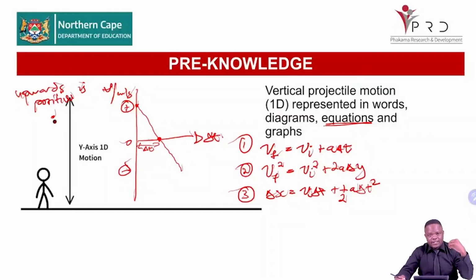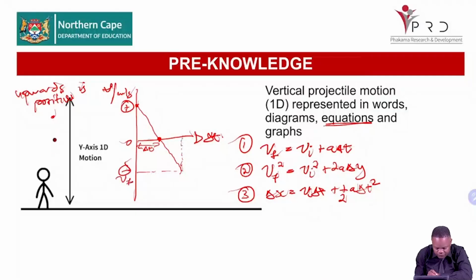Okay, and then we follow. When it falls back, it is now changing direction. And what does it mean? It means our velocity now tends to be negative. It increases in the negative direction. And when it reaches the ground, that is going to be your final velocity, VF. Your final velocity is going to be there, and that is going to be your initial velocity. And you're coming up with this graph as a result of what?